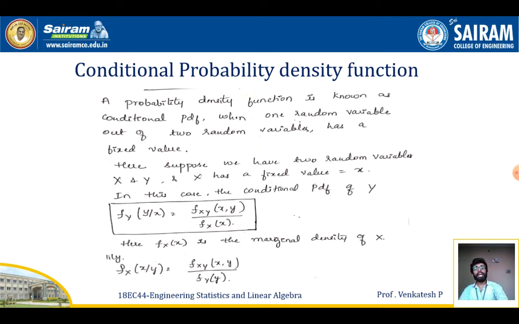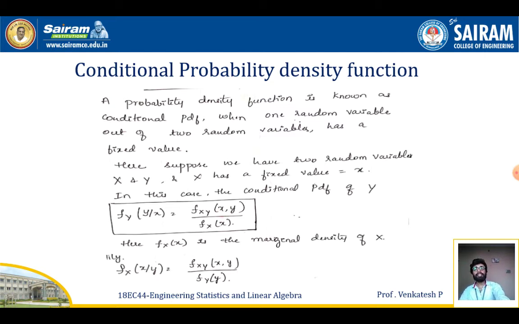Suppose we have two random variables x and y, and x is fixed at a value, say the real number small x. In this case, I take the conditional PDF of y. If I fix the value of x, I can estimate the conditional PDF of capital Y, that is, small f of y given x, which is given by the joint PDF f of x comma y divided by the marginal PDF f of x.